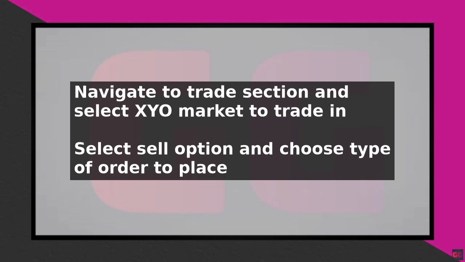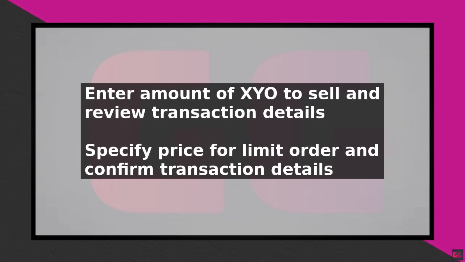A market order will sell your XYO at the current market price, while a limit order will allow you to specify the price at which you want to sell. Enter the amount of XYO you want to sell, and review the transaction details to ensure everything is correct. If you are using a limit order, you will also need to specify the price at which you want to sell. Finally, confirm the transaction, and your XYO will be sold.